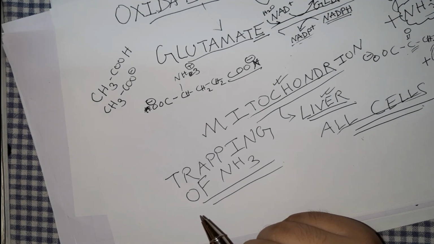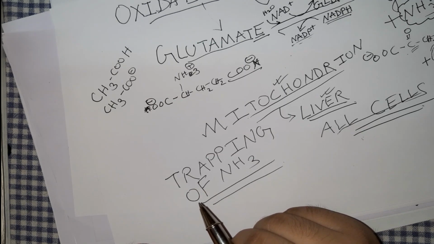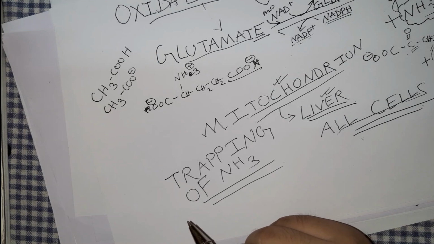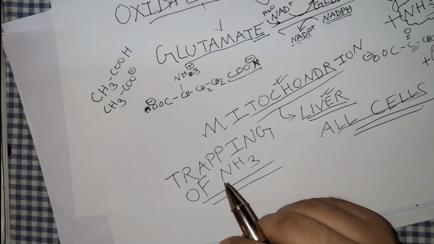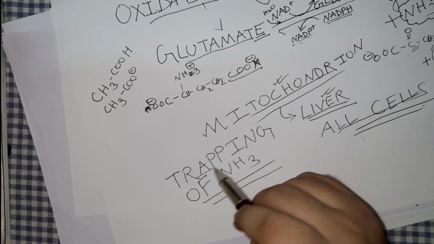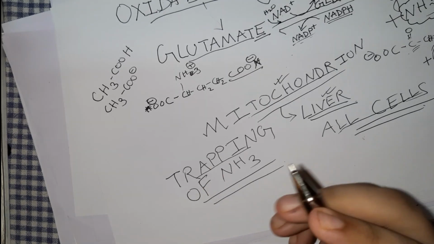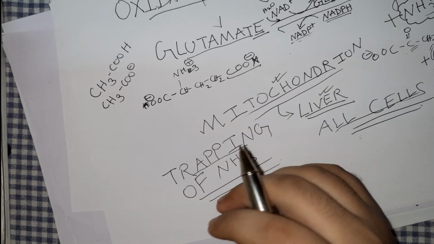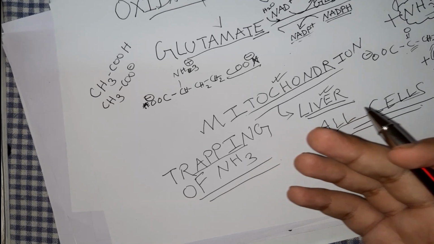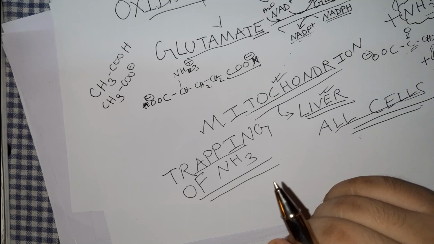The minutest quantities of ammonia are deadly to our nervous system. So our body cannot afford to keep ammonia. It must be excreted out. To excrete ammonia, first the thing that is required is trapping of ammonia, right? What does that mean? Ammonia as such cannot be transported. It's not like we dissolve ammonia in the blood and the blood carries ammonia directly into the liver. It cannot be like that.